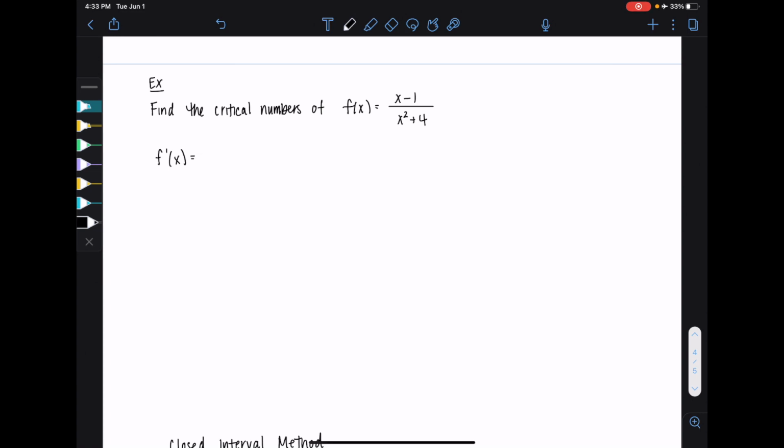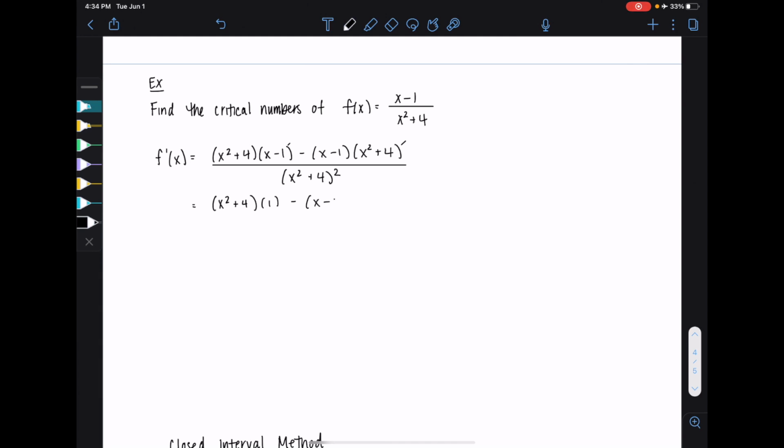So I've got the quotient of two things. I want to use my quotient rule. We get the low function d high minus high d low all over low low. So that would be divided by (x squared plus 4) squared. Actually taking those derivatives gives us x squared plus 4. Derivative of the high function is 1, minus high. Derivative of the low is 2x. And then all divided by low, low.